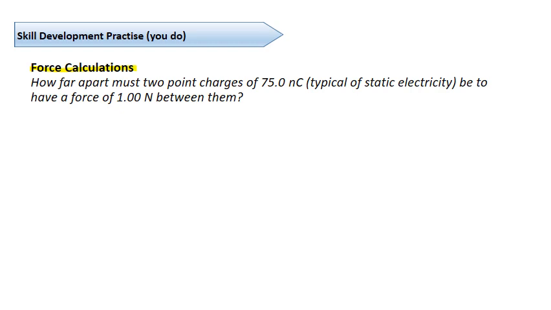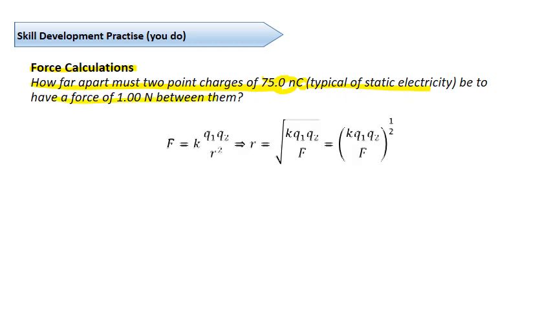Okay, another problem for you. How far apart must 2 point charges of 75 nanocoulombs, and this is typical of static electricity, be to have a force of 1 Newton? Okay, first thing that we need to do is recall our formula, and then we're going to rearrange that for R, and you should get a formula like this. I want you to have a go at using the highlighted formula, substituting in the known values, and finding the distance between them. Pause the video now and have a go.